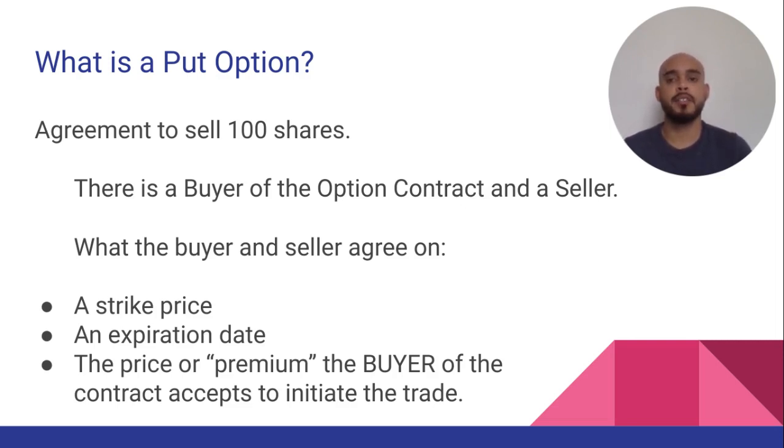So similar to our other option contract, the call, what the buyer and the seller agree on in a put option contract is a strike price, an expiration date, and the price or premium the buyer of the contract accepts to initiate the trade.